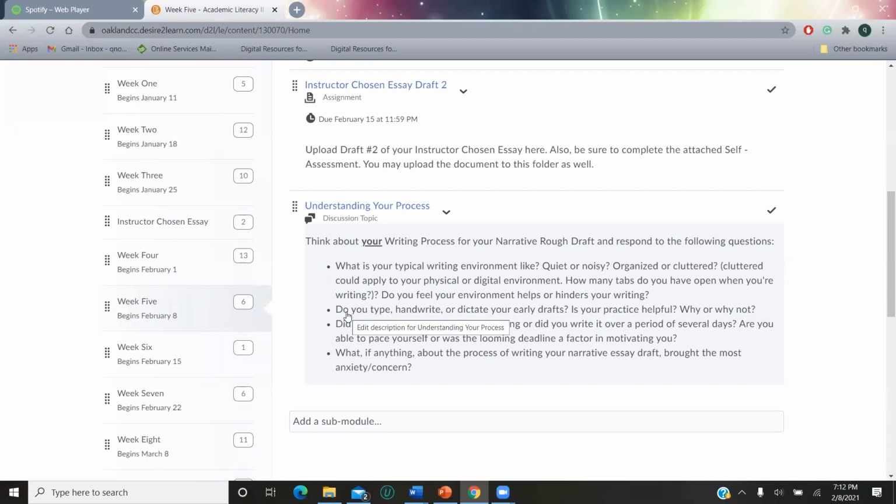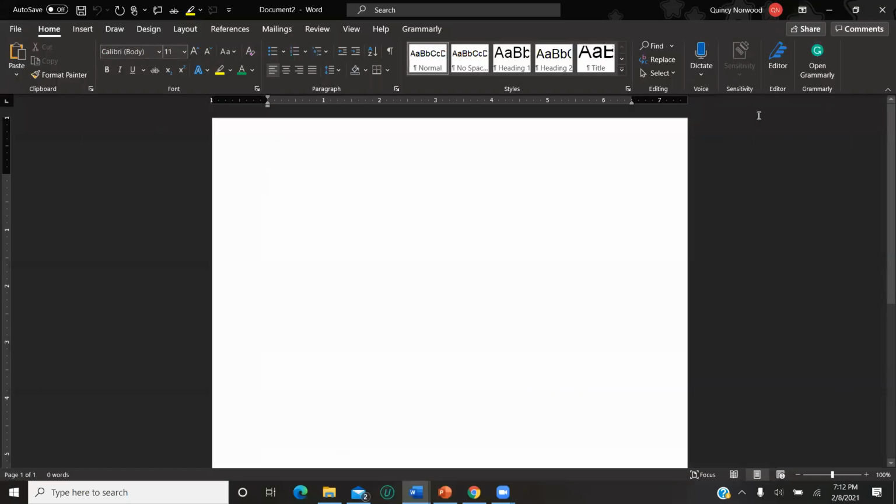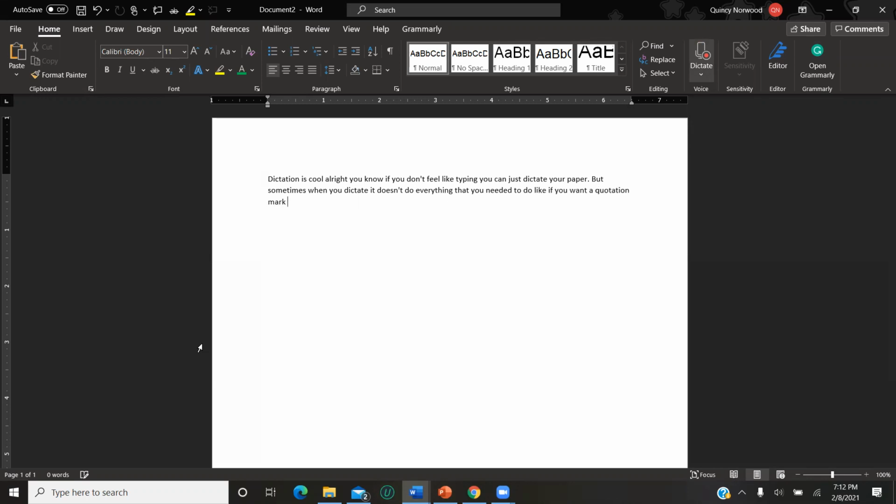And then, do you type, handwrite, or dictate your early drafts? Dictation is cool. If you don't feel like typing, you can just dictate your paper, period. But sometimes when you dictate, it doesn't do everything that you need it to do. Like if you want to quote something, you're gonna have to do the quotation marks manually. But dictation is fine.